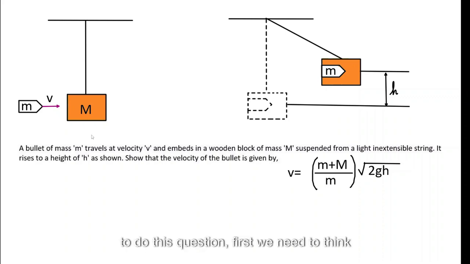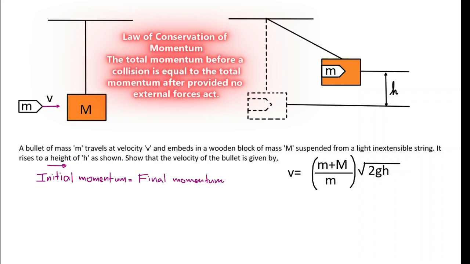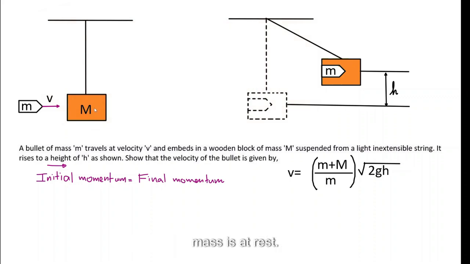Now, to do this question, first we need to think about the conservation of momentum. So we are going to consider this collision here. We can say that the initial momentum is equal to the final momentum to the right. The initial momentum is the momentum of the bullet because the block is at rest. So the initial momentum is simply mv.